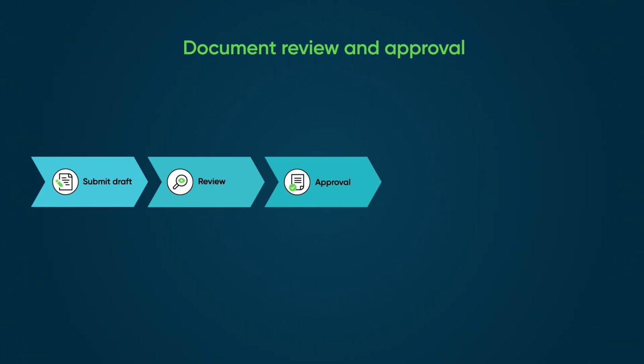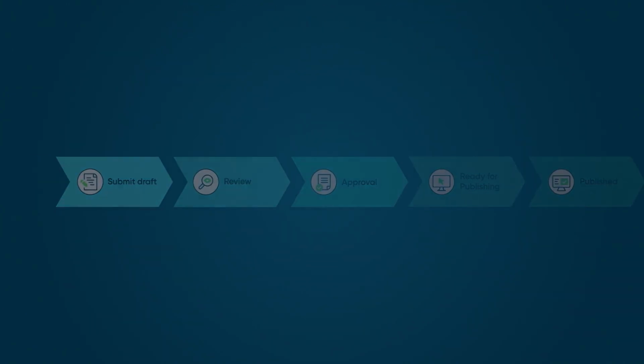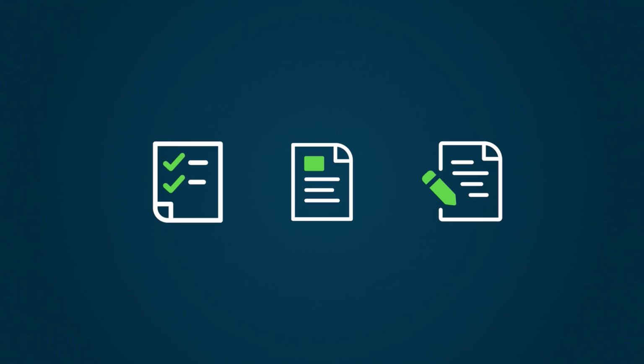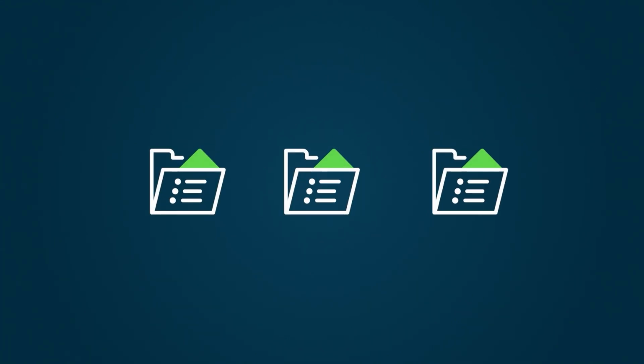After a document is approved, the document's status changes to ready for publishing. Then it can be published. Publishing a new version automatically retires previous revisions, ensuring a clean and organized document history.